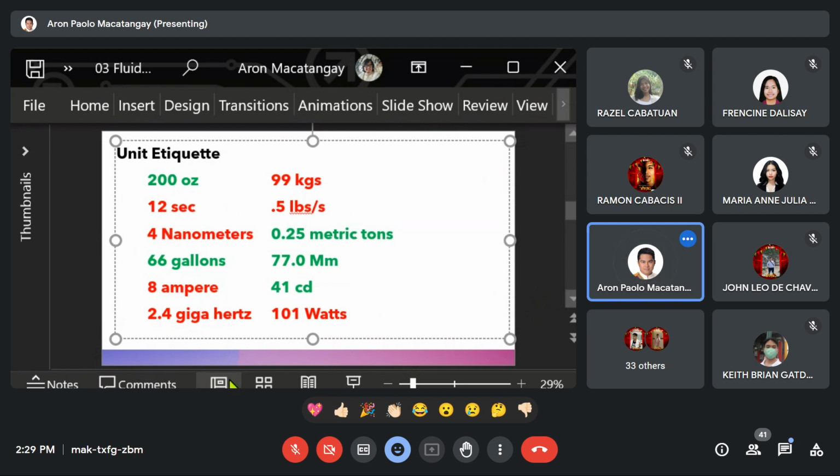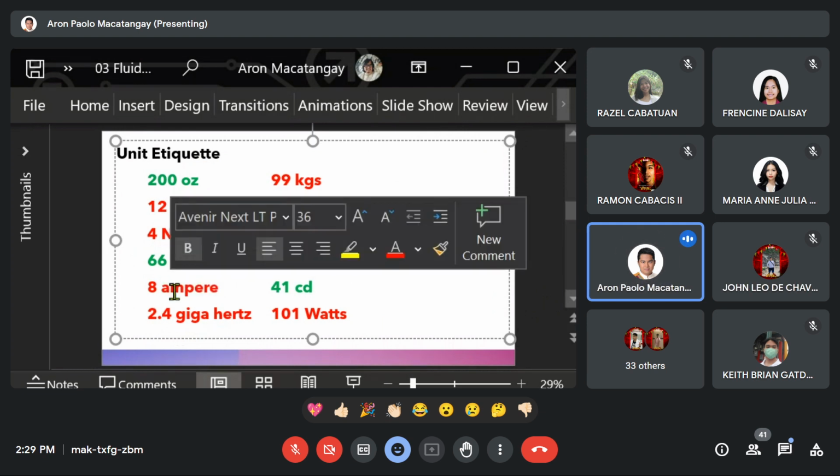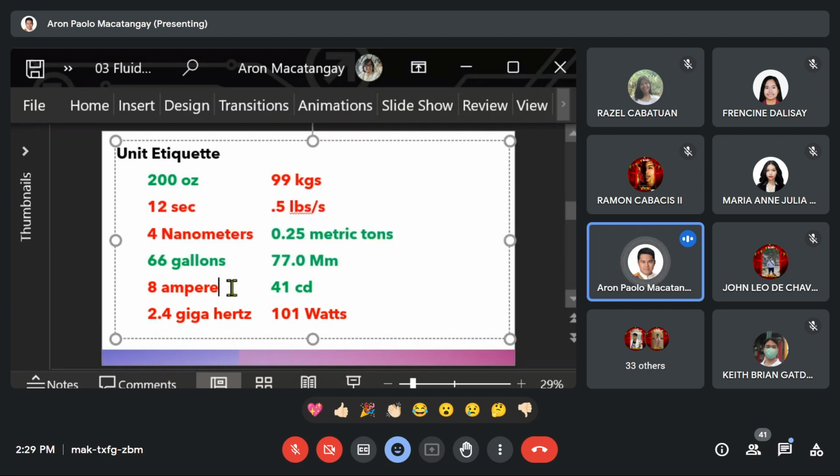8 ampere. It is the full name, so it is right that it is not capital. But it should have an S because it's plural. 2.4 gigahertz, there should be no space in gigahertz. 99 kilograms, it is shorthand, so there should be no S. 0.5 pounds per second. Aside from the missing zero in front, pounds has an S. So that's wrong. And 101 watts.